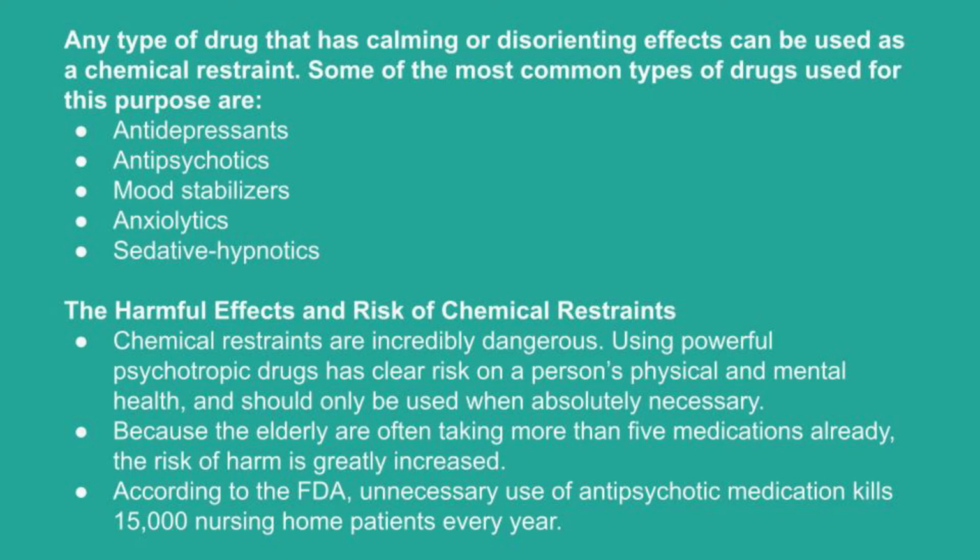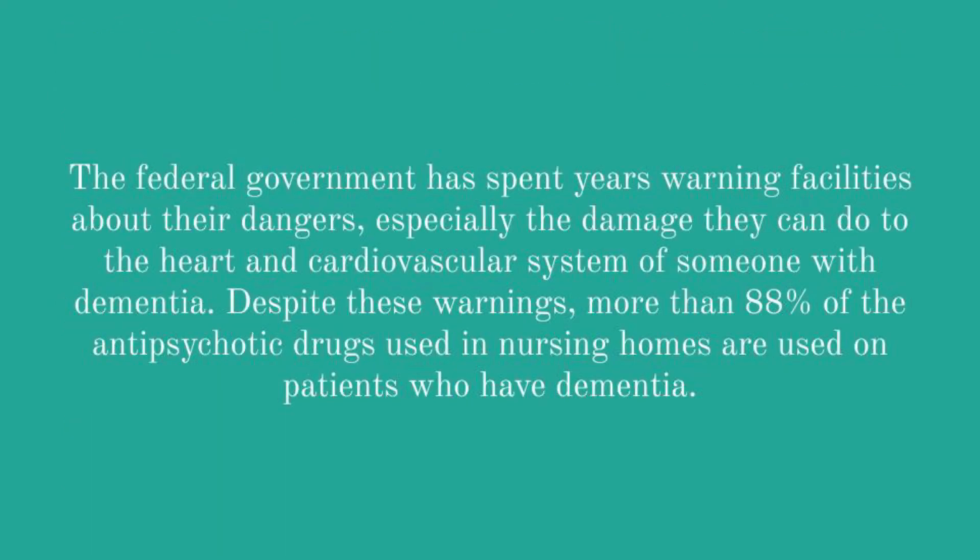Now, what are the harmful effects and risks of chemical restraints? Chemical restraints are actually incredibly dangerous. Using powerful psychotropic drugs has clear risk to a patient's physical and mental health and should only be used when absolutely necessary. Because the elderly are often taking more than 5 medications already, the risk of harm is greatly increased. According to the FDA, unnecessary use of antipsychotic medication kills 15,000 nursing home residents every single year. The federal government has spent years warning facilities about their dangers, especially the damage they can do to the heart and cardiovascular system of somebody with dementia.